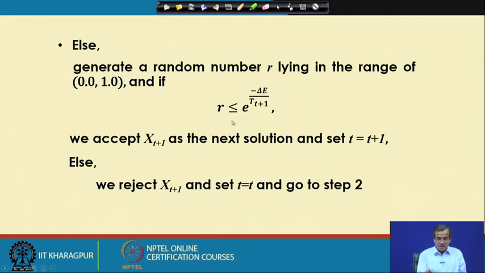That I am going to discuss after some time. Now, if this particular condition holds good, we accept x t plus 1 as the next solution and set t equals to t plus 1. Else we reject x t plus 1 and set t equals to t, that means there is no improvement of the solution, and we go to step 2.